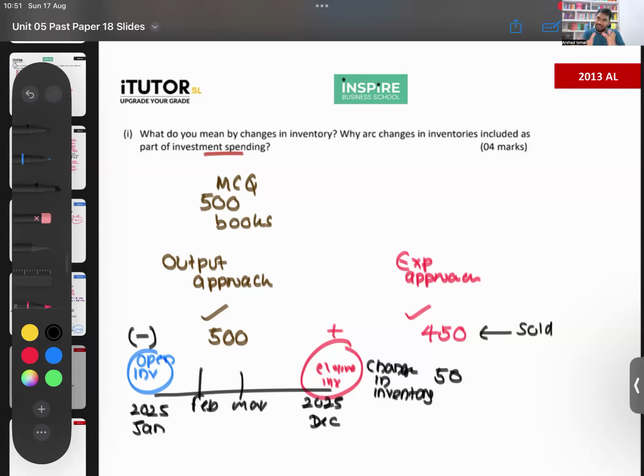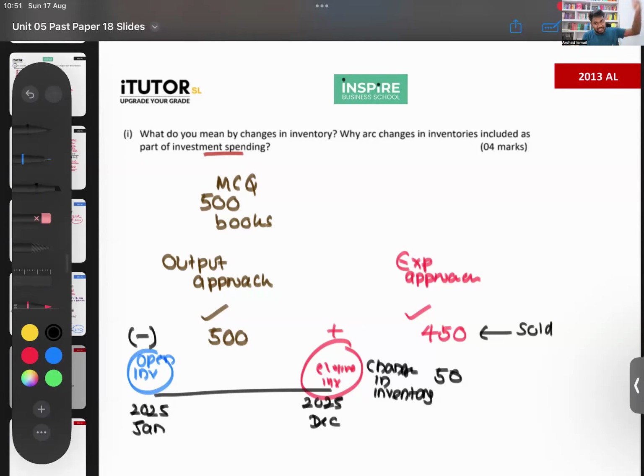Output approach will also have the same number. Expenditure approach will also have the same number. Produced in Feb, sold in March. But if you produced it last year and sold it this year, there is a problem. Output approach will say last year, expenditure approach will say this year. So that's where the adjustment has to happen.